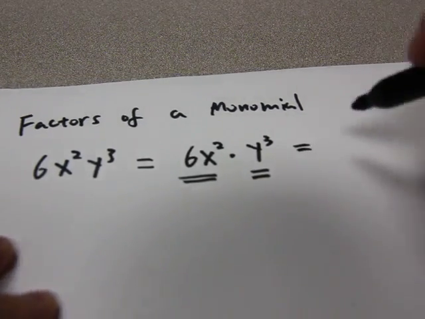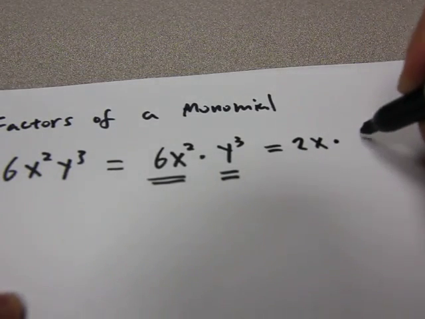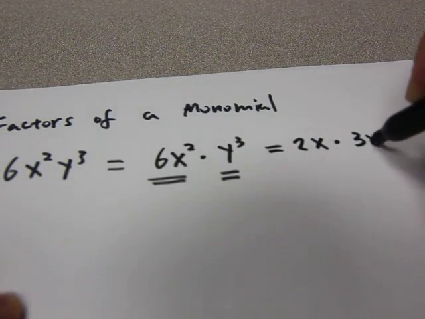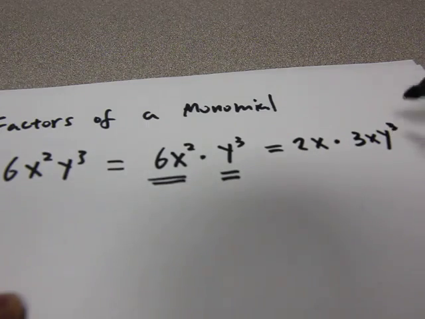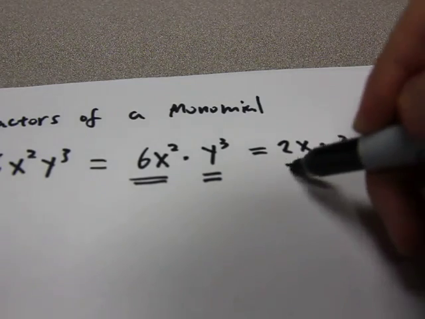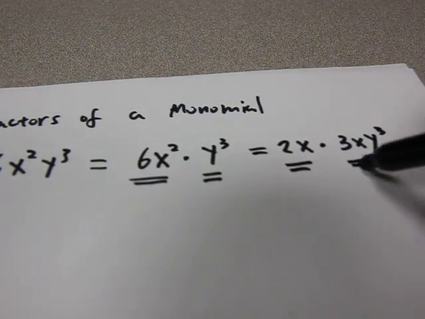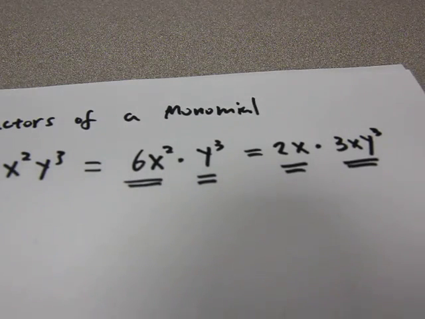And also I can write this as 2x times 3x times y to the third. So if I write it this way, now 2x is a factor, and 3x times y to the third is also a factor.